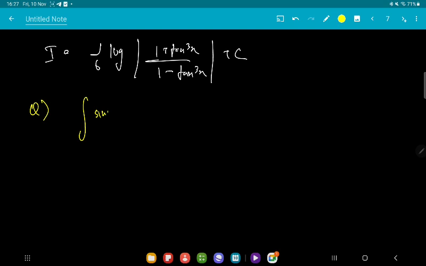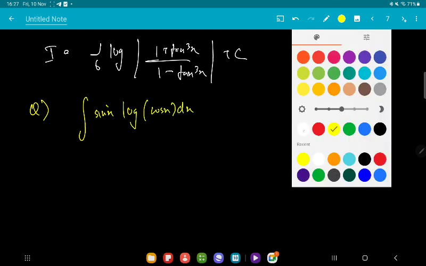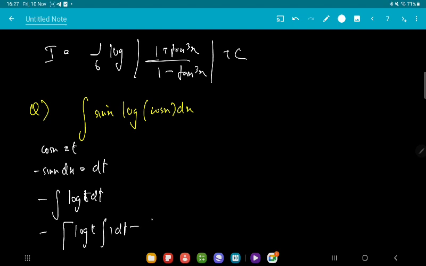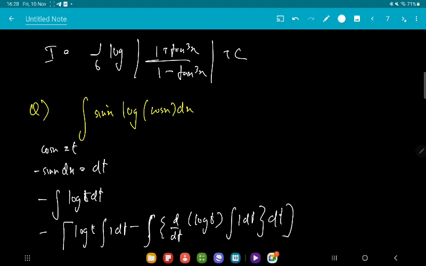Let's do another one. Integration of sine x log cos x dx. So here we can put cos x as t, sir, minus sine x dx is equal to dt. Once you do this, integration of log t dt, apply the integration by parts. Differentiation of log t, integration of 1 dt, which is t here.